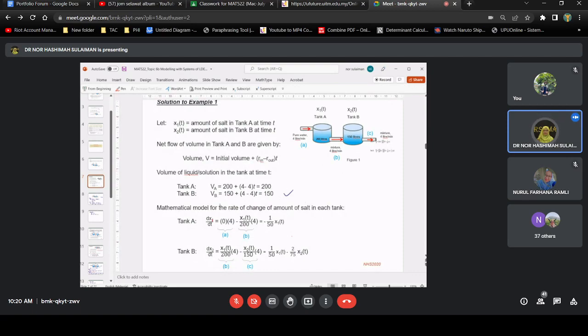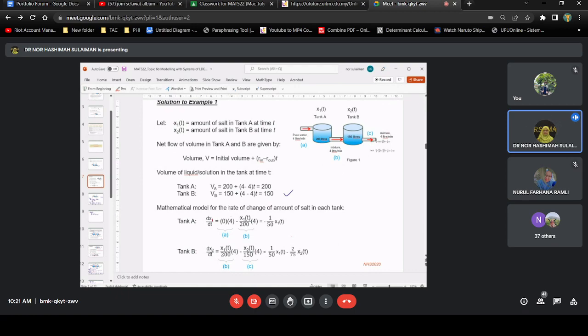Kalau you perhatikan, kita kena consider yang masuk hanya ada satu dan keluar pun satu. So maknanya the concentration is 0 because of pure water. Pure water darabkan dengan rate adalah 4, tolakkan dengan the amount of salt in tank A, that would be X1 yang kita dah labelkan. So we have already labeled the variable X1 representing the amount of salt in tank A at time T, and X2 be the amount of salt in tank B at time T. The definition is very important.